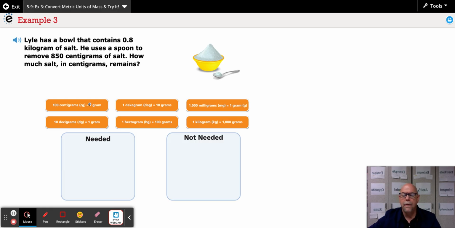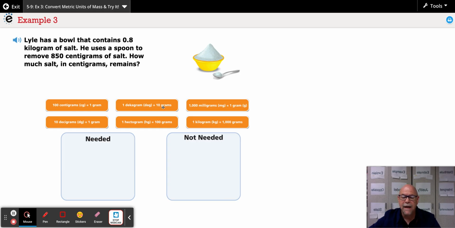All right, so all of these conversion factors are our options, and we want to say which ones we need, which ones we don't need. I'm noticing that I have kilograms, so I'm going to need kilogram conversions, and I need centigram. Ideally there would be one conversion to go from kilograms to centigrams, so I would look for that first.